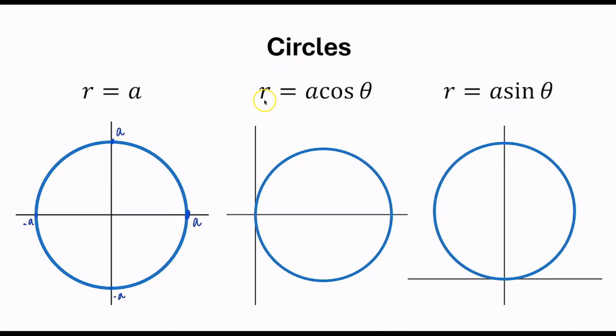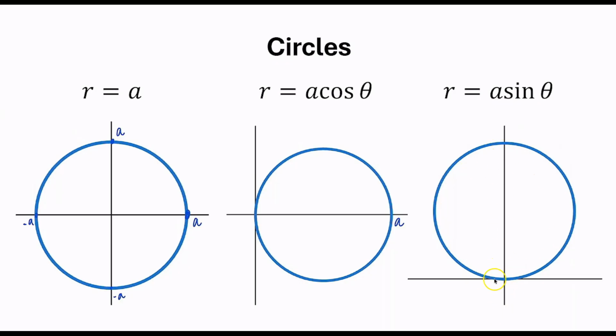If I have r equals a cosine theta, the cosine function is there, and we think of the x-axis when we think about the cosine function. Then we're going to have a circle that's shifted along the x-axis, and the diameter is going to be along the x-axis, starting at 0 and ending at the value of a. And we saw in that last example, when we have r equals a sine theta, when sine is involved, we're thinking about the y-axis or y values.